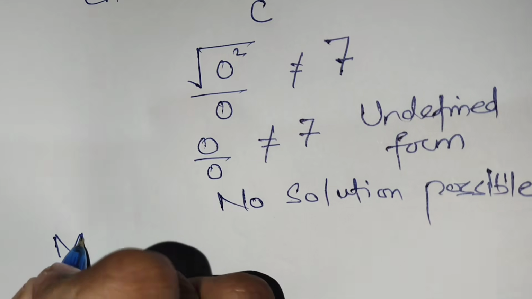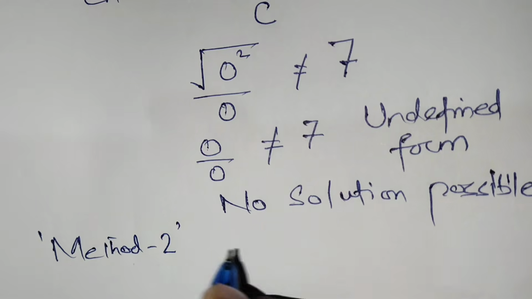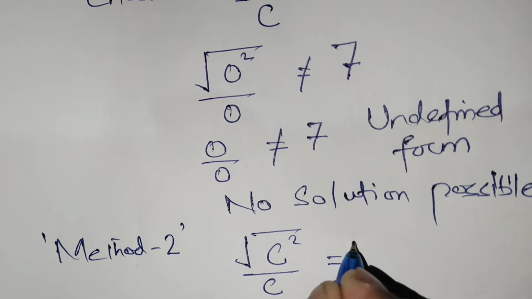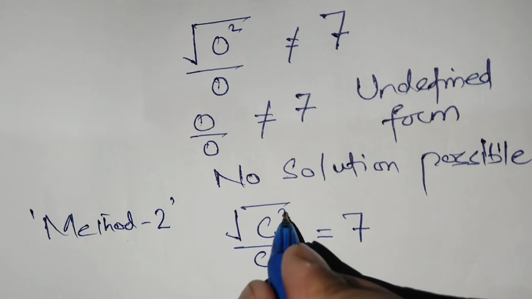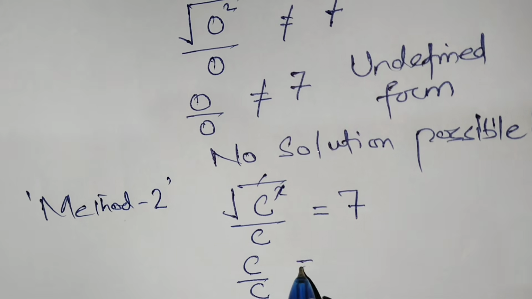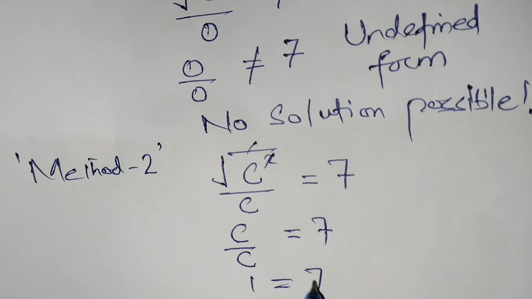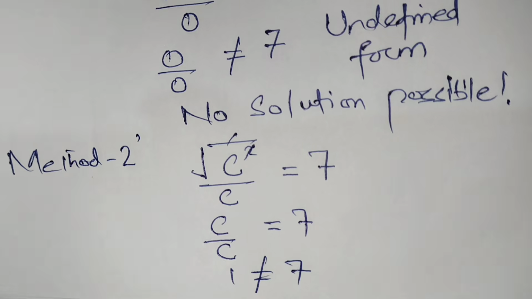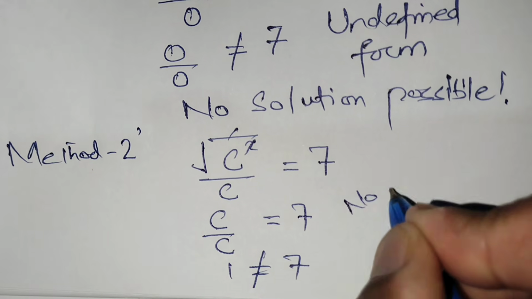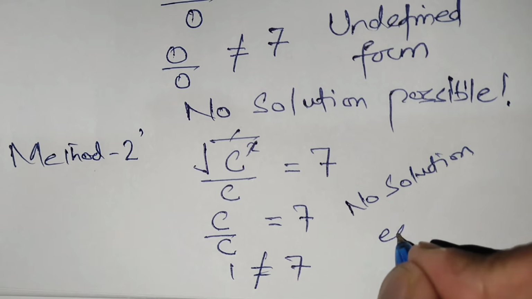Now we move to method 2, which is the very simplest and to the point, very direct. Square root of c square divided by c equals 7. Square cancels with square root. c by c equals 7. 1 is equal to 7. Now 1 is not equal to 7. So from this method we also say that no solution exists.